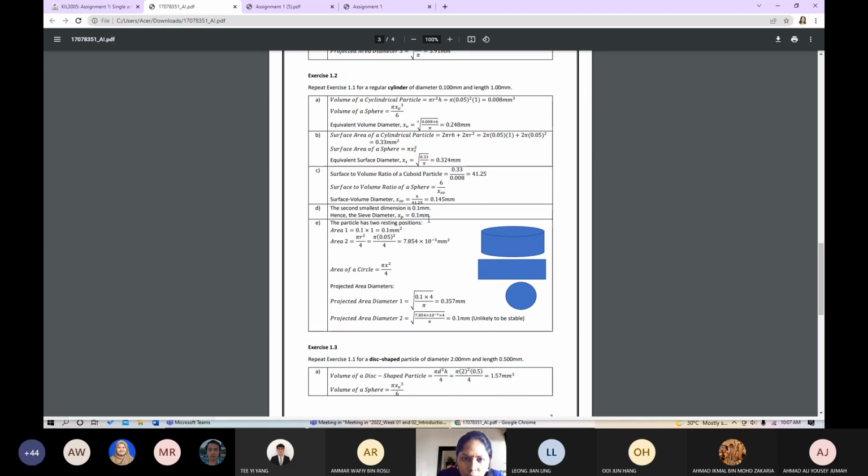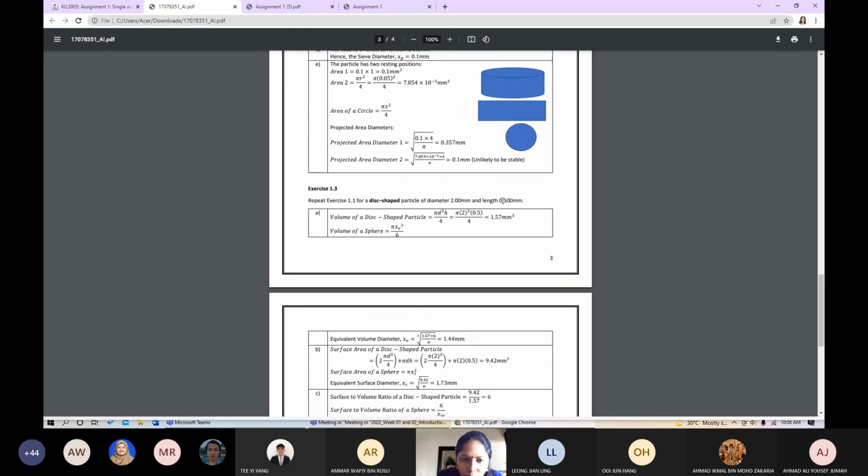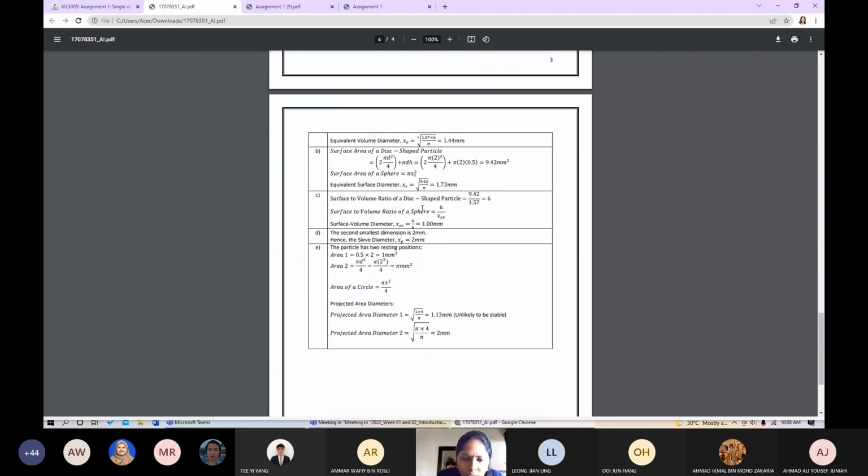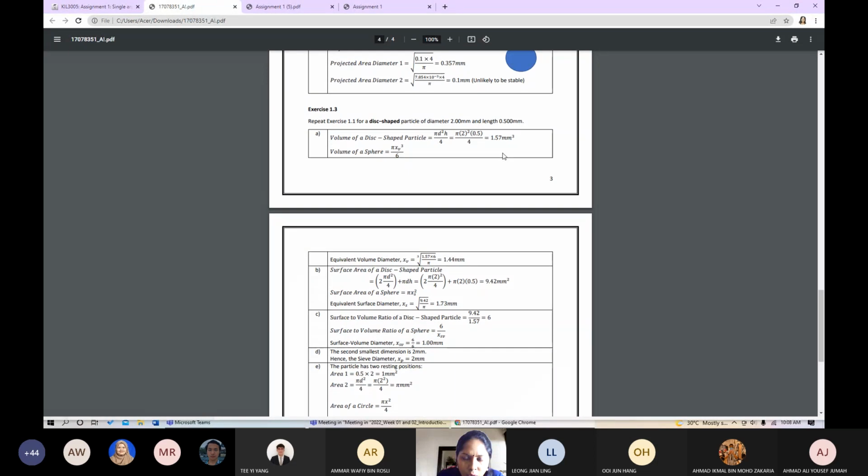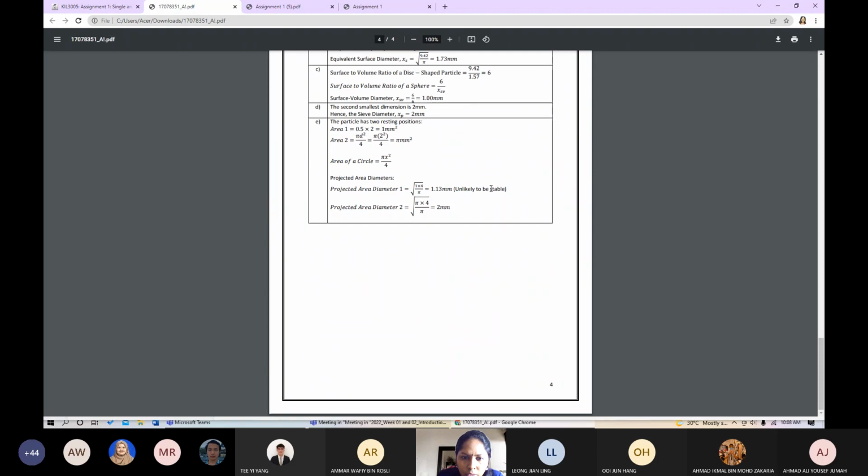Okay, so you've got the sieve 0.1 mm. And then the particle has two resting positions, 0.1 by 1, and the area 2, which is very small. So the area dimension 2 is the one that will be unstable because it is very small. And for this shape we also have an unstable position because the thickness of it is very small. One of the projected areas is also unstable.